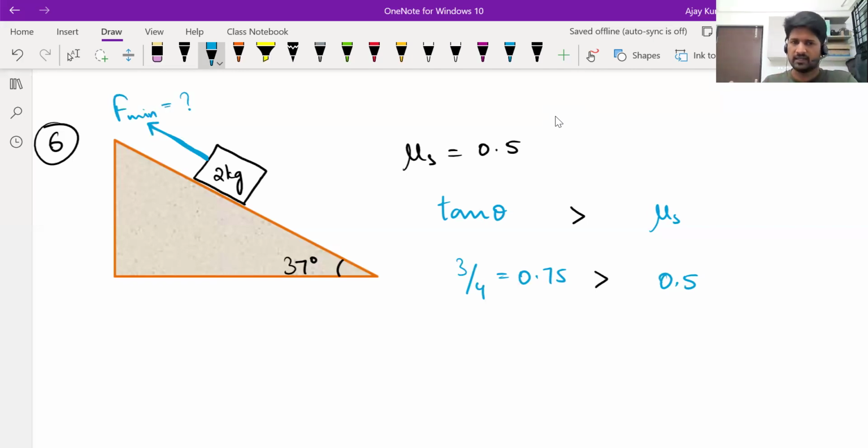We are not applying at any angle or anything. We are applying parallel to the incline itself. I'll draw a better arrow. But you understand the question, no? Calculate the minimum force needed to prevent the block from sliding down.